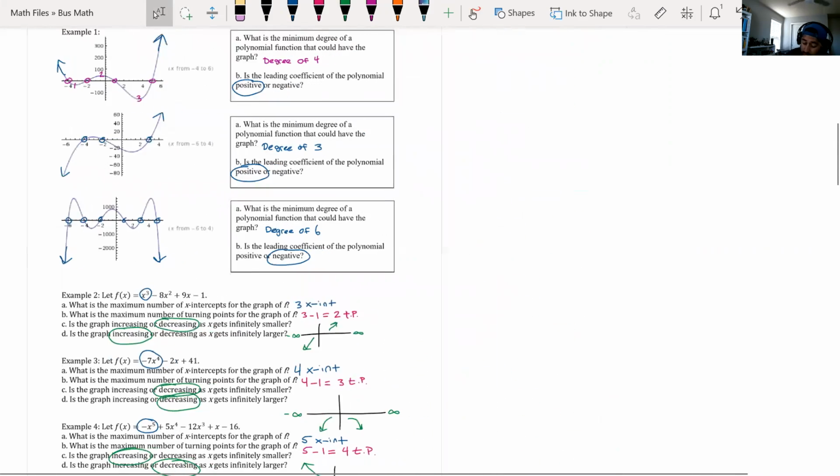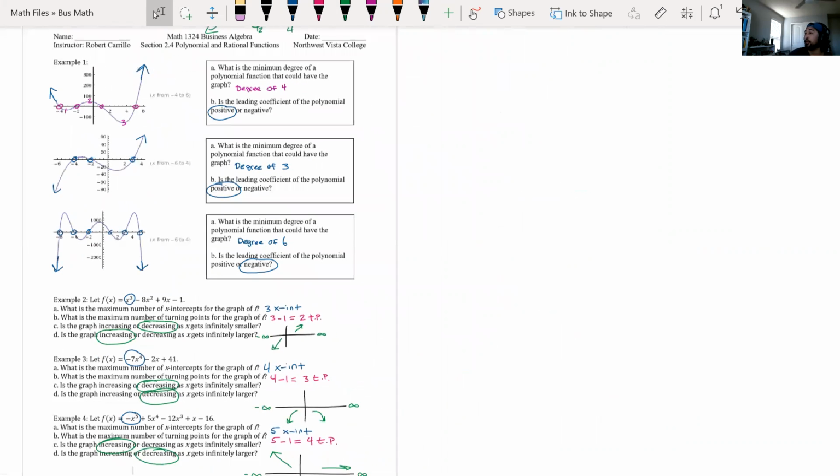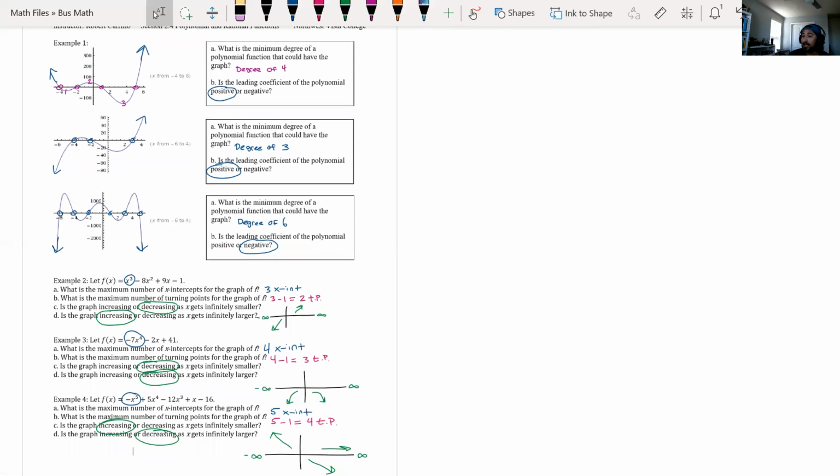And those are the characteristics of polynomial functions. So if you just know the leading term, and whether it's positive or negative, then you can find the x intercepts, you can find the degree, and you can find out the end behavior of the polynomial. All right. Any questions on that page?